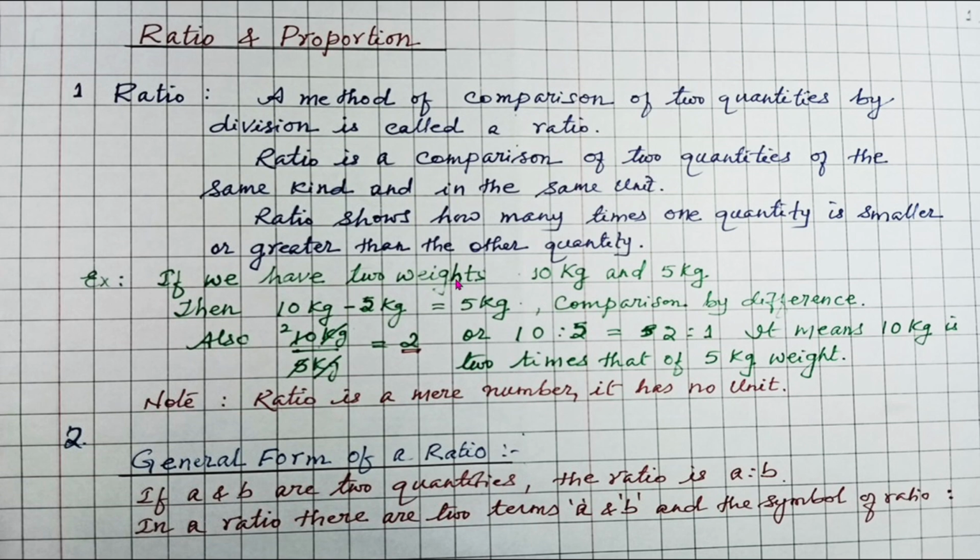For example, we have two weights here, 10 kgs and 5 kgs. We can find the difference, 10 kgs minus 5 kgs. It means that 10 kgs is 5 kgs more than 5 kgs. So this is a comparison by difference.